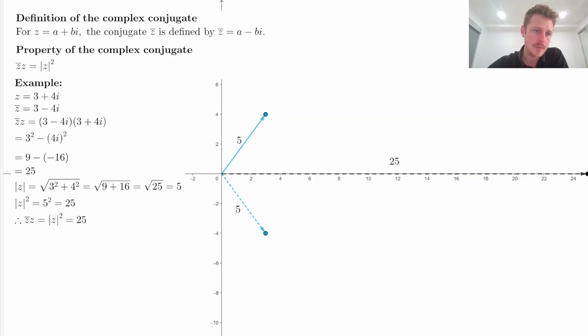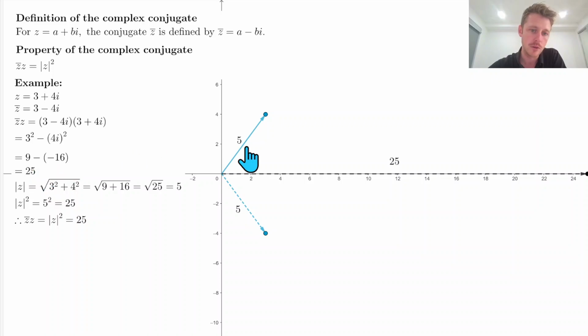Okay, another property of the complex conjugate is that z bar, so the complex conjugate multiplied by the complex number itself, is equal to the modulus of z squared. So again, let's look at an example. Let's say z is 3 plus 4i, and therefore z bar is 3 minus 4i because they're conjugates of one another. Okay, multiplying them together, doing algebra expansion of a binomial, you'll get 9 minus -16, which is 25.